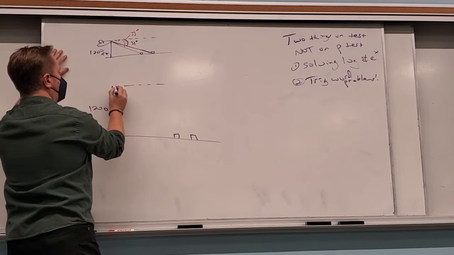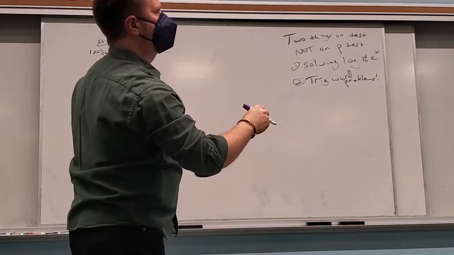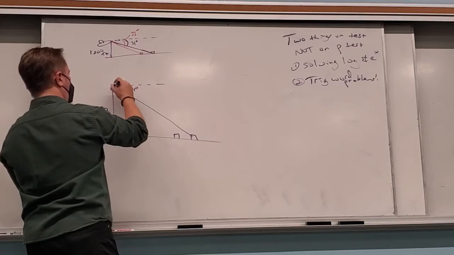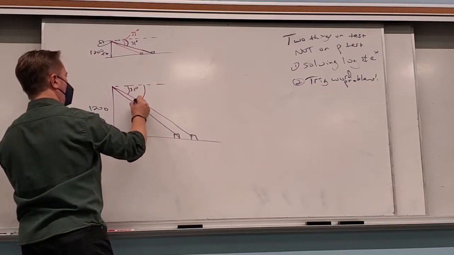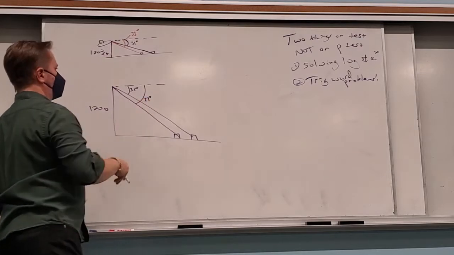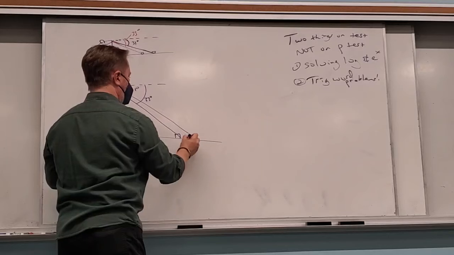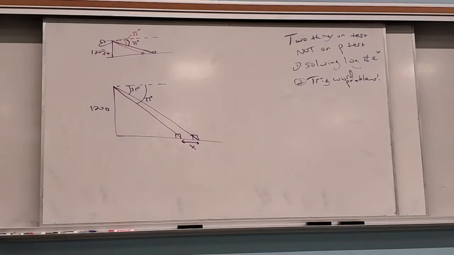So if I look down to the further truck, that is 31 degrees. And if I look to the closer truck, that is 33 degrees. And I want to know, what is this? That's what I want to know.